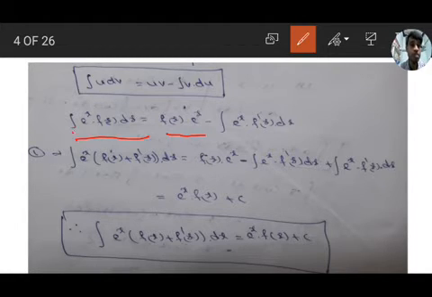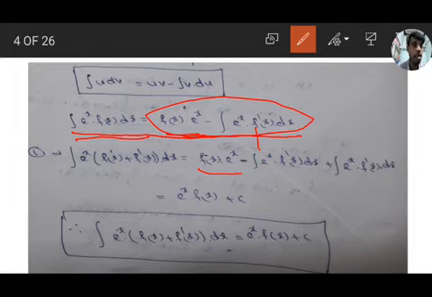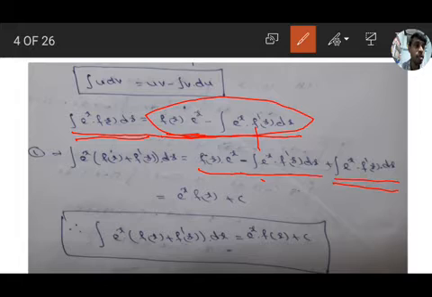So substituting this value in equation 1, we get f of x into e to the power of x as it is, minus e to the power of x into f dash x. This second integration in equation 1 is the same, e to the power of x into f dash x dx. It is minus, it is plus, they cancel, we get e to the power of x into f of x. After integration we get plus.